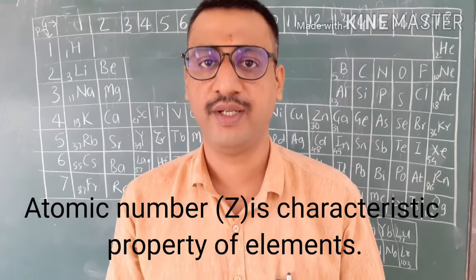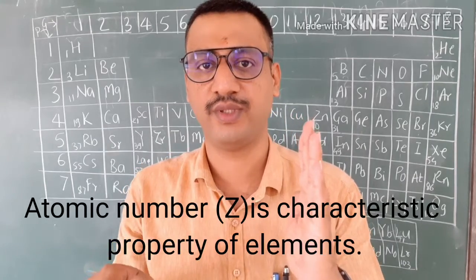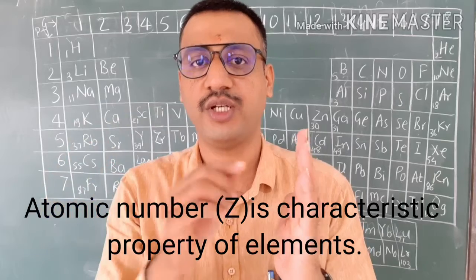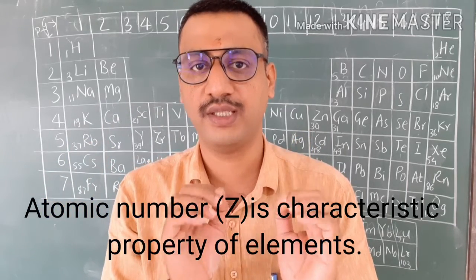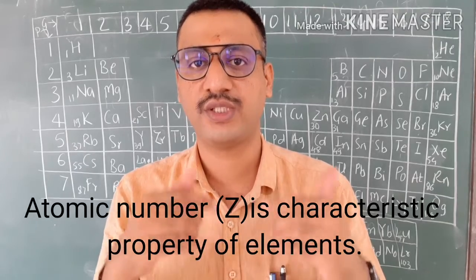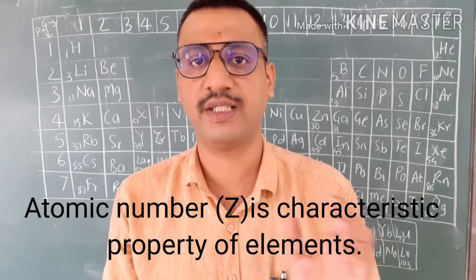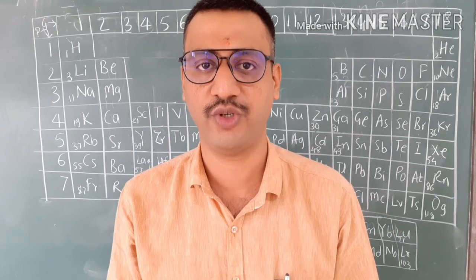of an element. We know that when cathode rays strike a metallic object, X-rays are formed. The square root of the frequency of the X-ray is directly proportional to the number of positive charges present in the metallic object. So this observation forced Moseley to conclude that atomic number is the characteristic property of an element, and atomic weight, atomic mass, is not a characteristic property of an element.